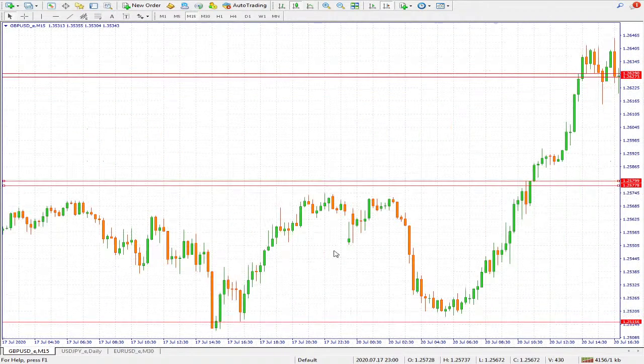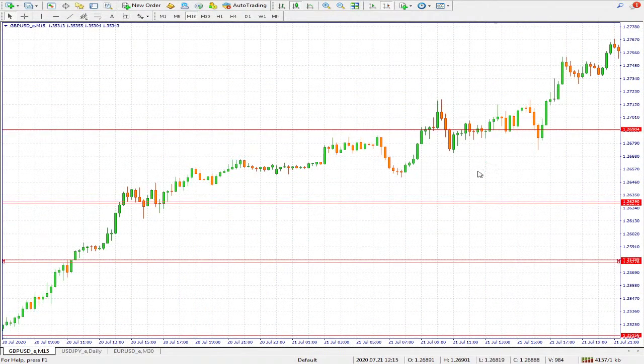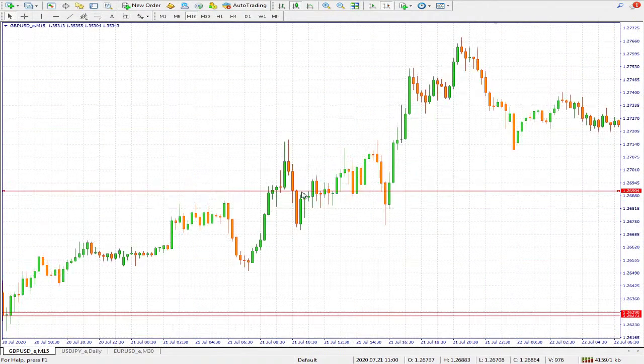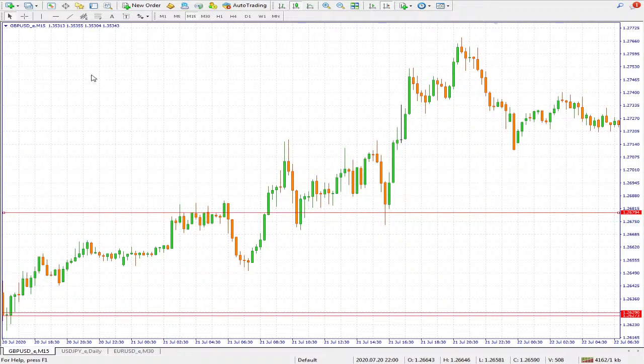The next level, let's see. We have another one here. So this may not be a very good one, because you can see that the first pullback, the price actually attempted to go below before it came back up, but the next one was good.